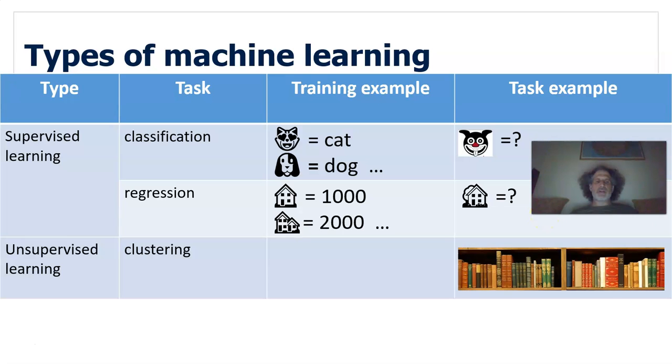The third type of machine learning is unsupervised learning, and for unsupervised learning we don't have training examples, and we ask the algorithm to find clusters of similar items. For example, we can give it a lot of academic papers or a lot of books, and the algorithm will try to predict what the groups of books or papers are in our corpus.